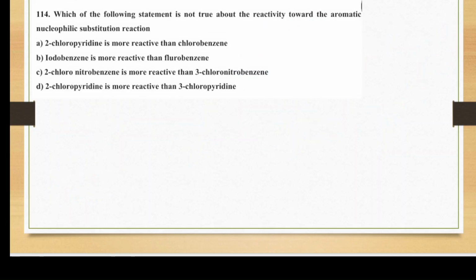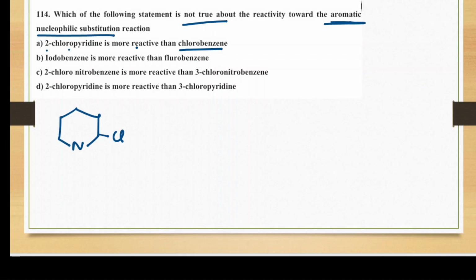Now let us discuss the next question. Which of the following statements is not true about the reactivity towards aromatic nucleophilic substitution reactions? The first statement says that 2-chloropyridine is more reactive than chlorobenzene. The species given to us is 2-chloropyridine, and at this position the chlorine group is present.